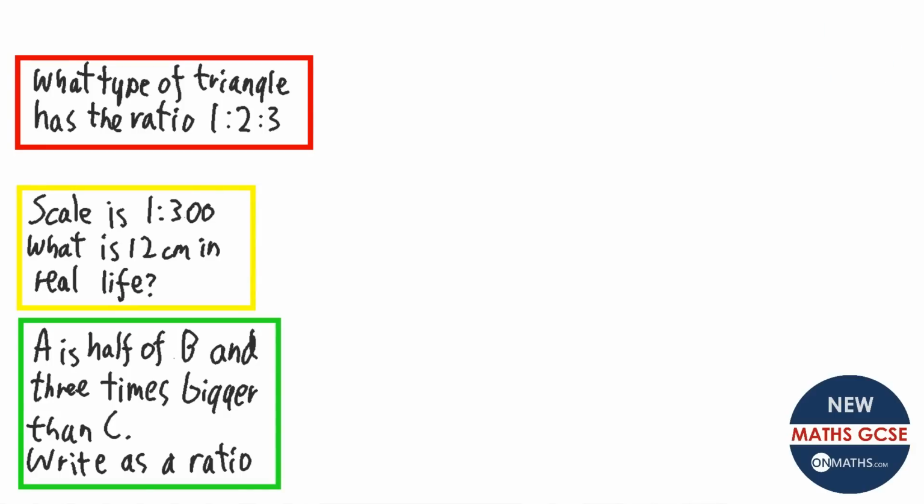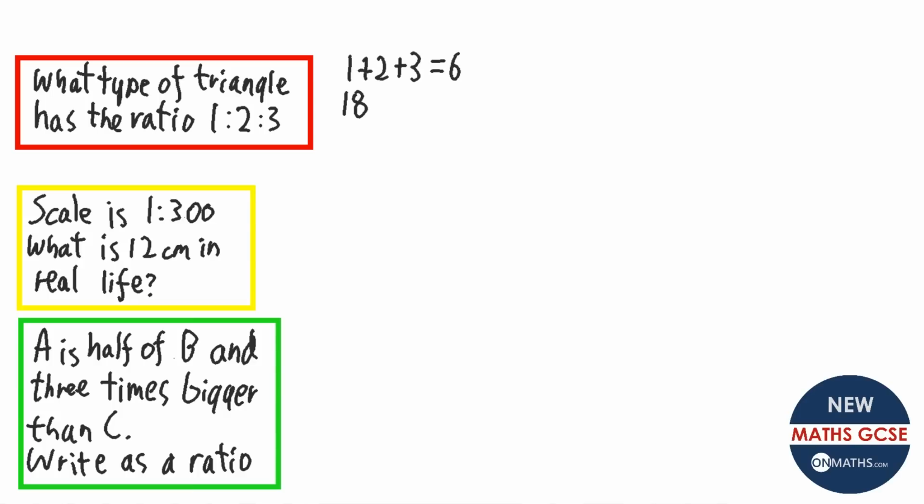Okay, so this first one's not immediately obvious. It's definitely not an isosceles or an equilateral triangle. Could be a scalene, but chances are if they're asking this question, it's probably a special type of triangle. So let's go through what we did before. So I'm going to add the parts together. And so we've got 6 parts.